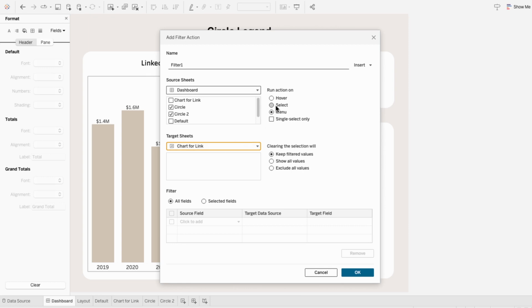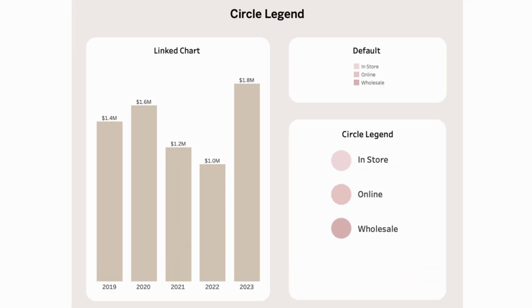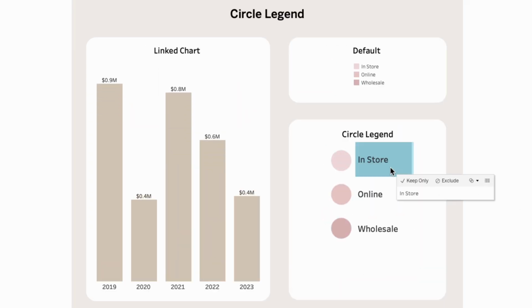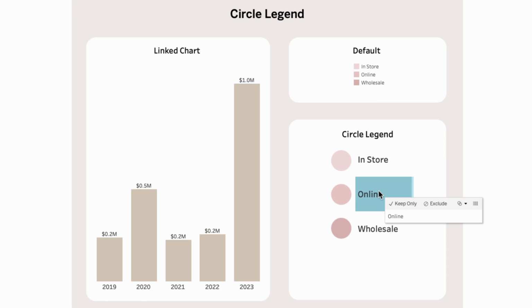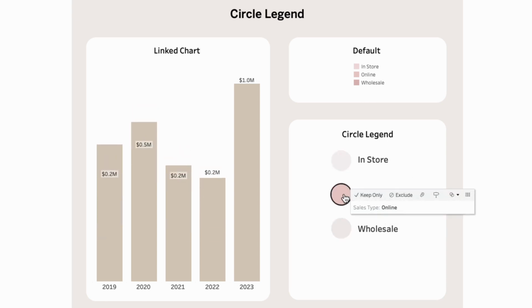For the settings, I like to choose to run the action on select, and I like to show all values when clearing the selection. And for the selected fields, I'm going to choose sales type as the link between the two. Now when I click on in-store, the text, or the circle, it'll filter the chart for only in-store sales. And if you want to remove that blue highlighting, I have another video for how to do that.